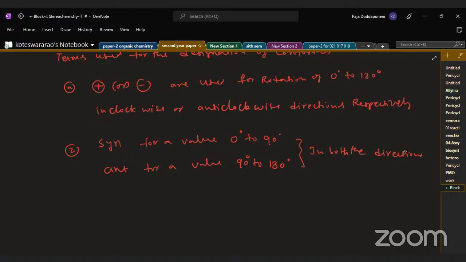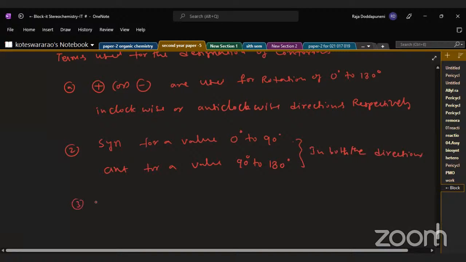Syn and anti terminology. The first one is the plus and minus terminology, the second one is syn and anti, and the third type is periplanar and clinal. Here periplanar will again be divided into planar and clinal. Here planar means flat, and clinal means incline.